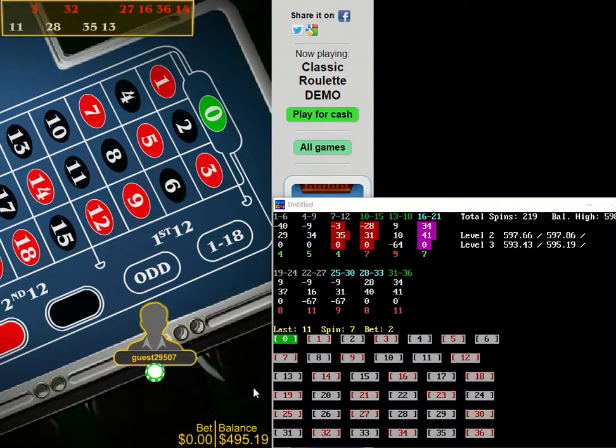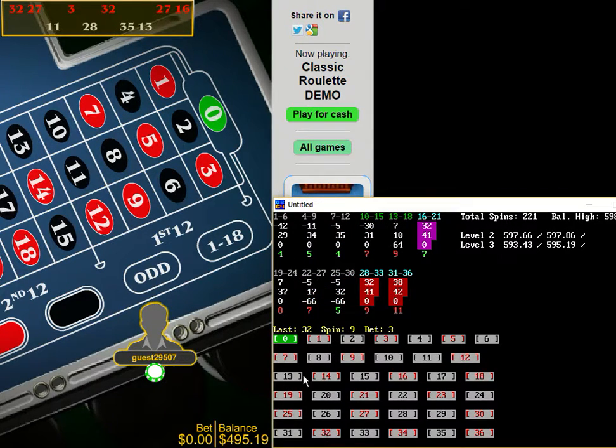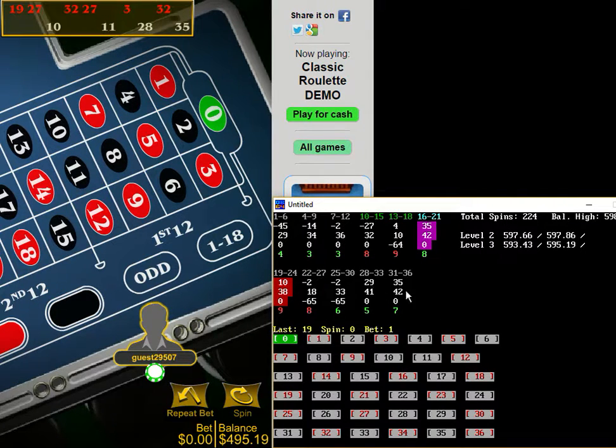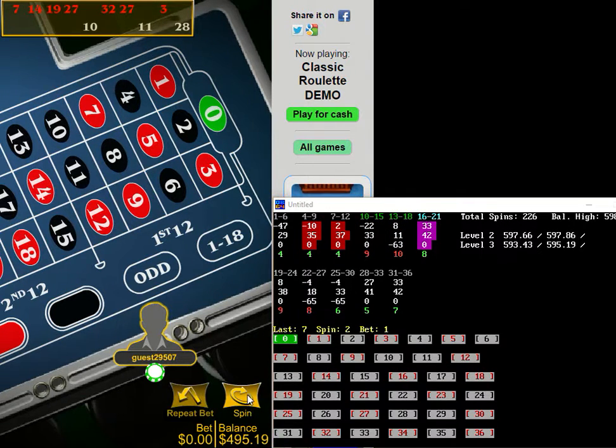Okay. 11. 27. Okay. 10. Alright. So, I like 16 and 21 better. Only slightly. Not for much, too much reason. I'd prefer 31 to 36. So let's just see what happens. 14. Okay, that's nice. 7.